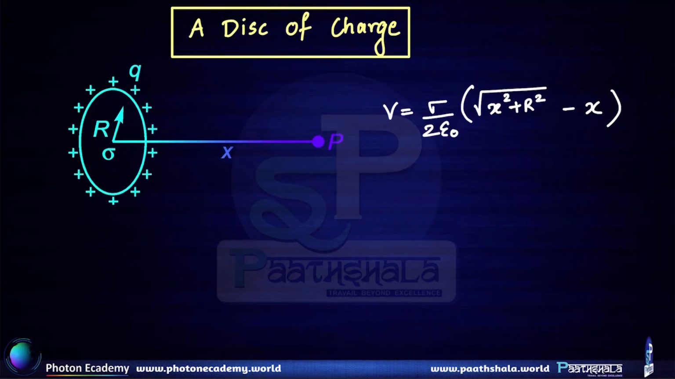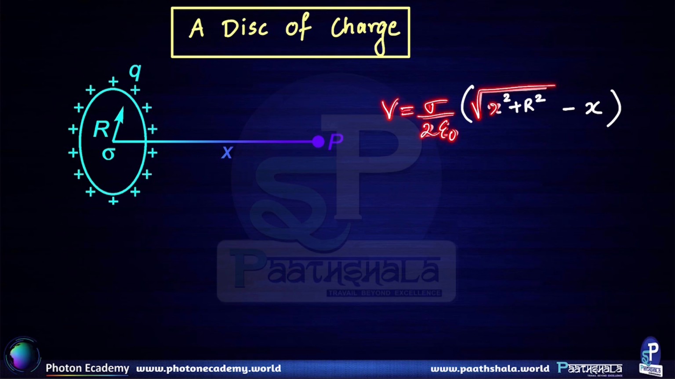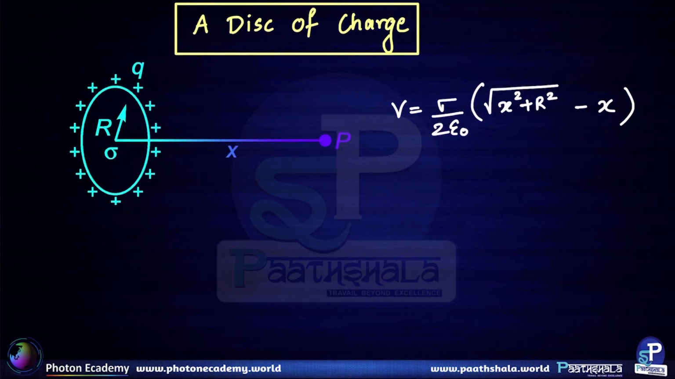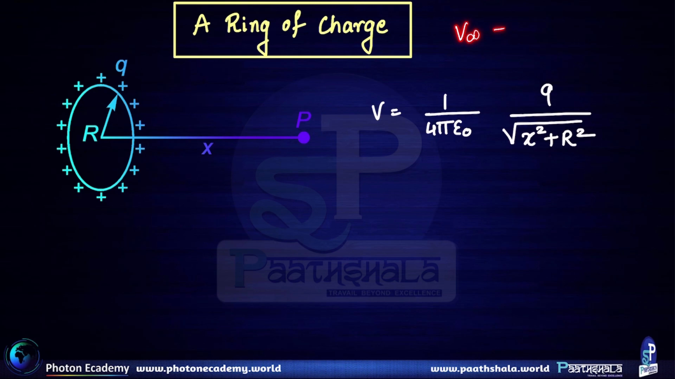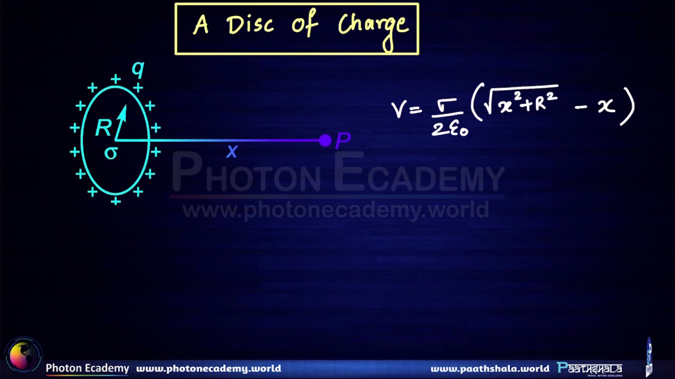Let us look at a disk of charge. This is a disk. So this is solid and this has a surface charge density sigma. Let us recall that sigma is nothing but charge per unit area, q divided by A. We are looking at a distance x from the center and this is the location of point P. The potential at point P is V = σ/(2ε₀)(√(x² + r²) − x). Please note that in these configurations, potential at infinity has been assumed to be 0. V infinity is equal to 0 here as well as over here, and that's why we are able to write down the value of the potential V.